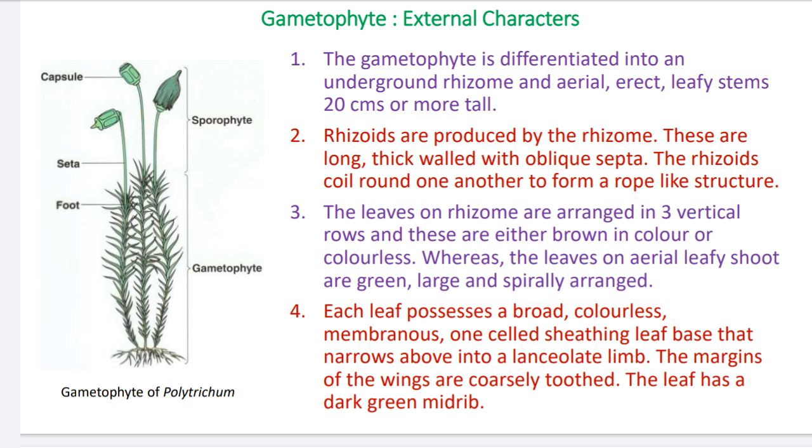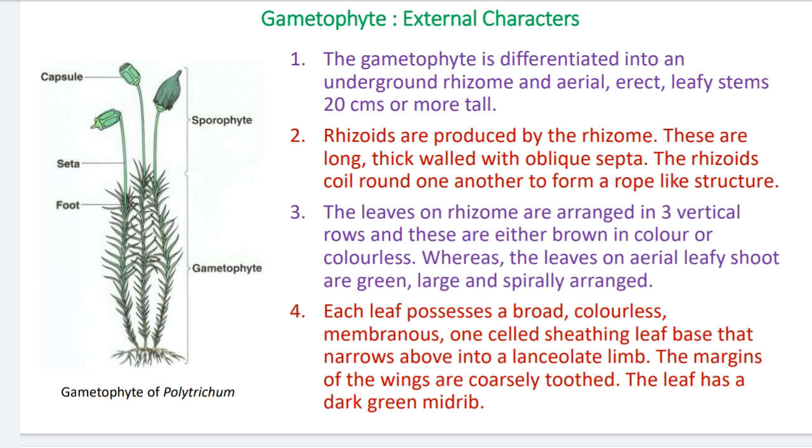As you know, the first function of rhizoids is anchorage. They attach to the substratum so that they can give mechanical support to the aerial plant body. Another important function is the absorption of water and minerals from the substratum.